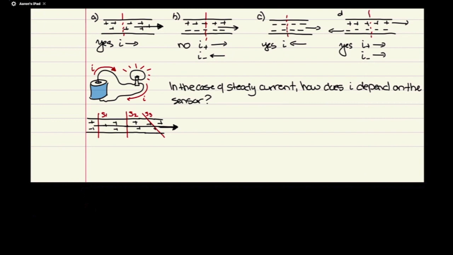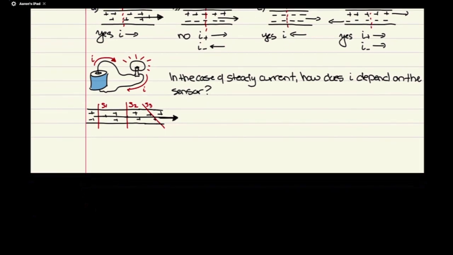Now, in the case of a steady current, again, since we know current at the more fundamental level is just individual charges moving around, my claim is that it does not matter which sensor you use. All of these sensors must measure the same current in a steady current case.